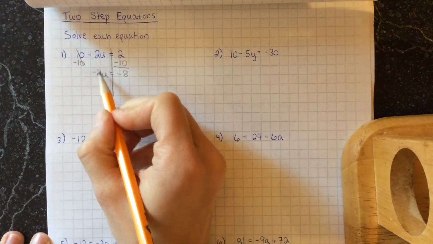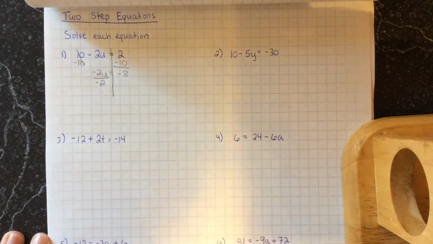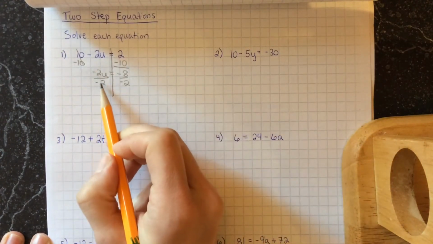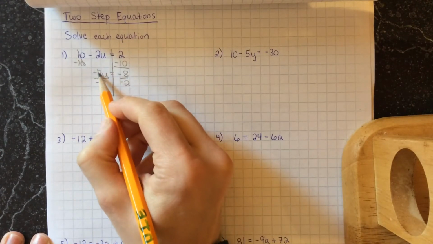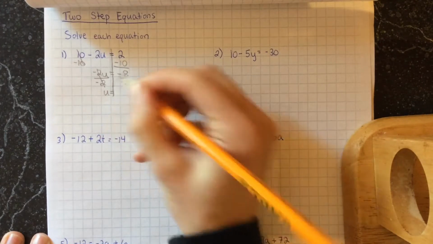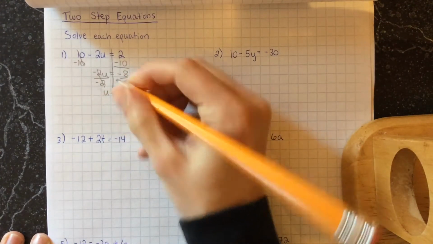I have some number times -2. The opposite of multiplying by -2 is dividing by -2. So I do that to each side. -2 divided by -2 is 1. I can cross that off because 1u is just the same as u. -8 divided by -2 is +4.